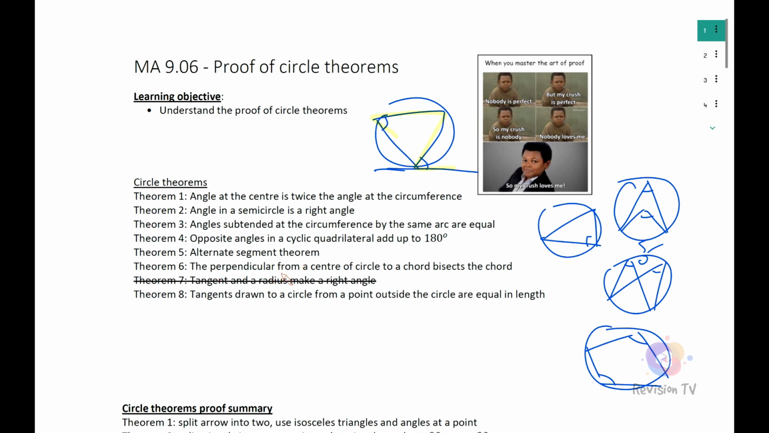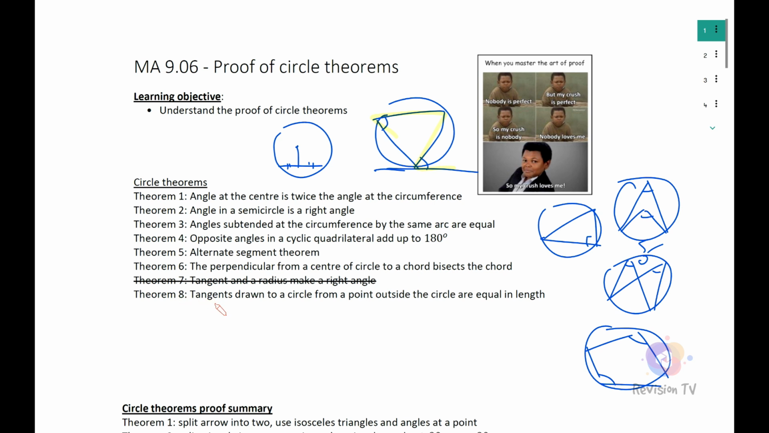Number 6, the perpendicular from the center of a circle to a chord bisects the chord. Something like this, so that bisects the chord. Now theorem number 7, the tangent and radius make a right angle. I've just crossed it out because we're not going to prove it. You don't have to learn how to prove number 7, so we'll take it out of the equation today.